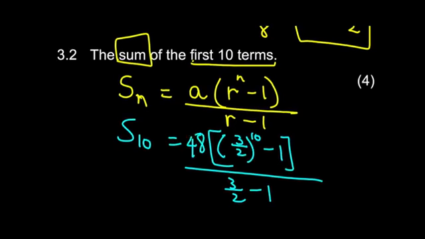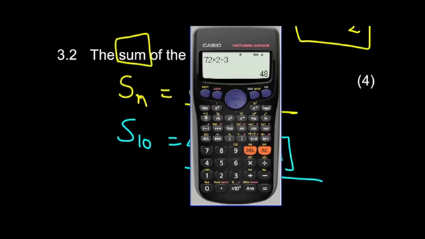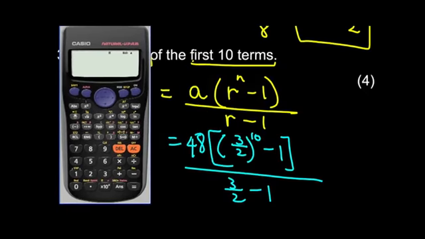And we get 3 over 2 minus 1 would be a half, so that would be 96. We just clear that and just get our equation over here. 96 multiplied by 3 over 2 to the power of 10, and we want to subtract 1. We want to close that bracket. Equals. So the sum is that very large number.